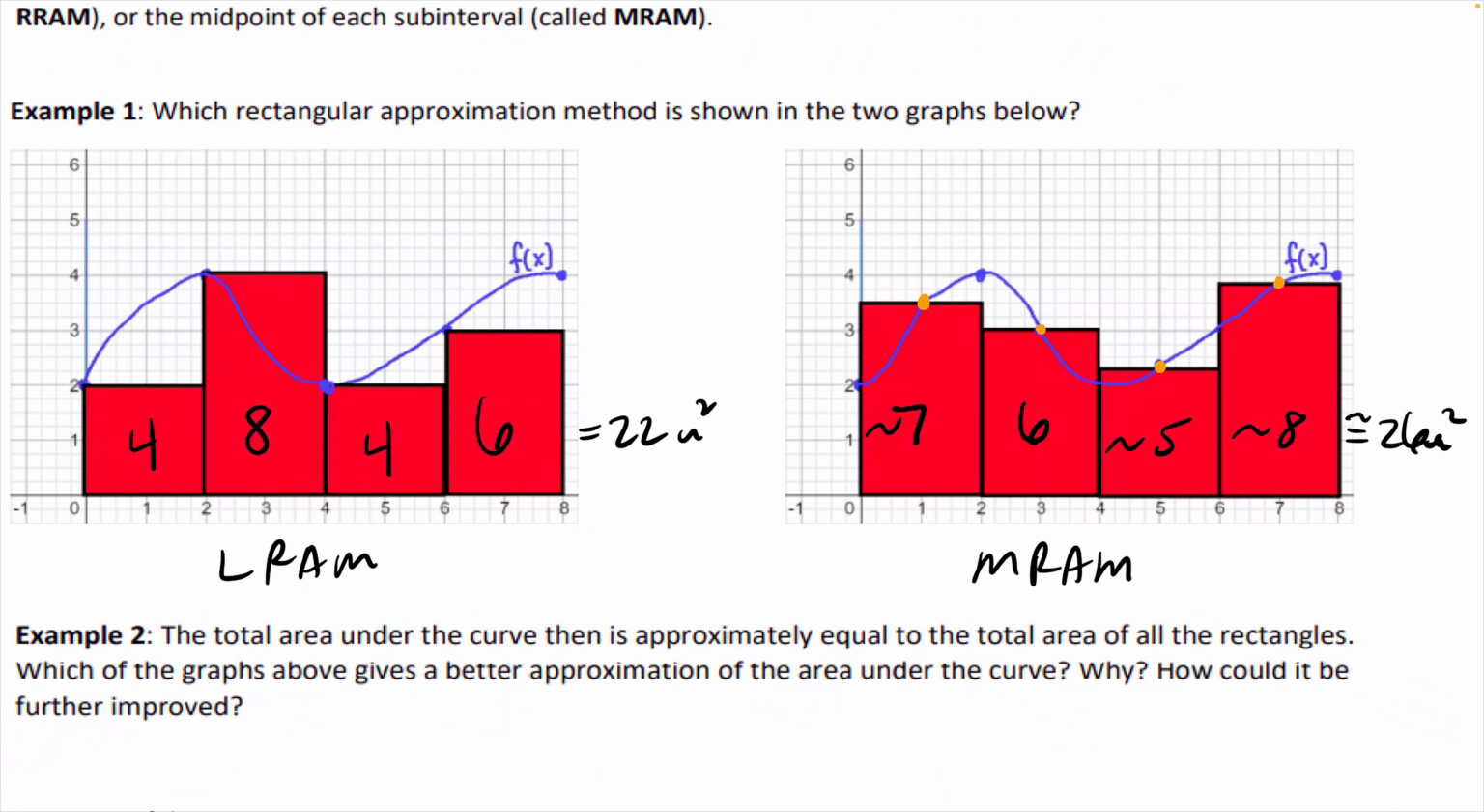I would say the middle, right? Middle does a little bit of a better job, right? LRAM doesn't necessarily do that great of a job. Actually, those might cancel each other out. You know, there's a lot more missing, right? I would say MRAM. I would say the true answer is probably somewhere closer to 26 than 22. Okay? Now, Ezekiel's asked, is MRAM always going to be the best? It depends on the function. Sometimes LRAM is a better way. Sometimes MRAM. Sometimes RRAM. So it just depends on which function you're looking at. For this function, I would say MRAM is the best. Okay?